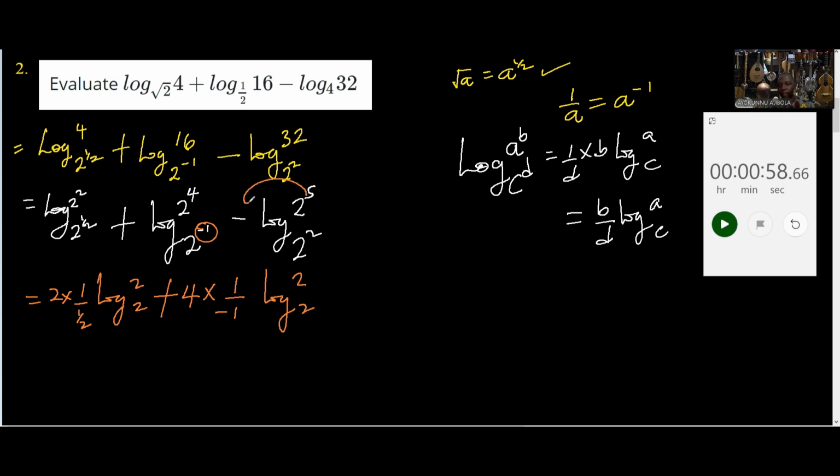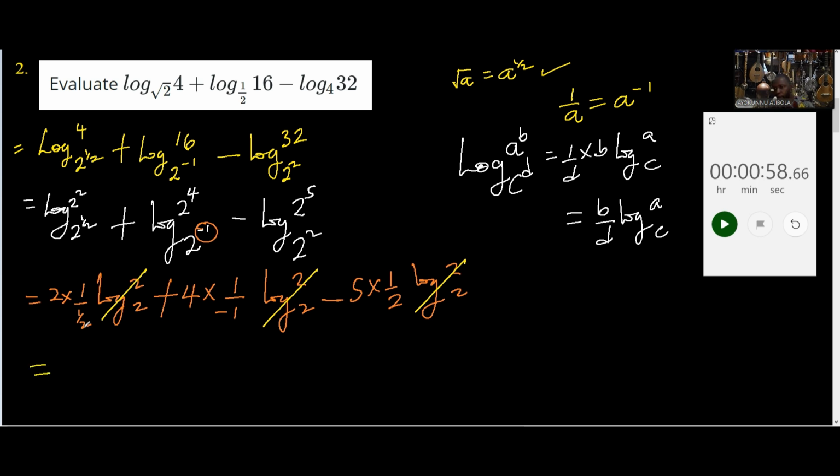Like we say plus the 4 times 1 over negative 1, then log 2 base 2. Then this 5 is coming, this 2 is coming. The powers are coming. So we have minus 5 times 1 over 2, sorry, not log. 5 times 1 over 2, then log 2 base 2. So with this, we can cancel out all of the logs of the same base to be 1.